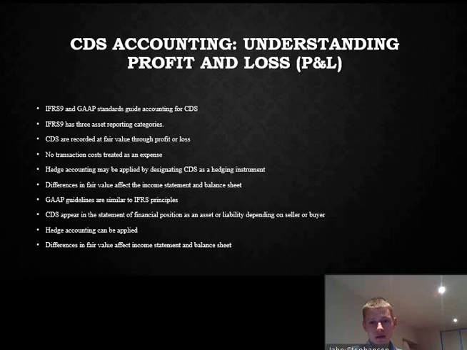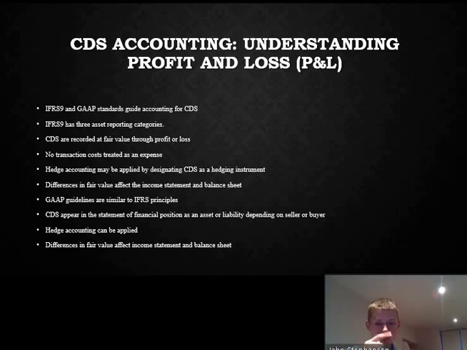Moving over to the accounting for CDS swaps and looking at the profit and loss. The IFRS 9 and the GAAP accounting standards guide how entities should account for credit default swaps. IFRS is used in more than 110 countries around the world, including the EU and many Asian and South American countries as well. However, the GAAP, on the other hand, is only used in the United States.